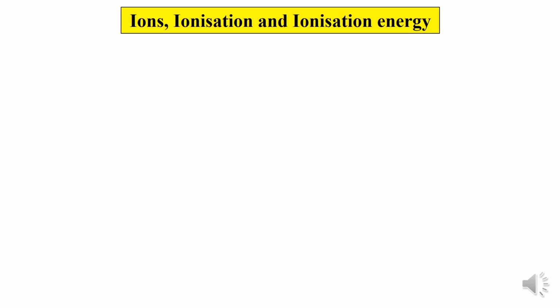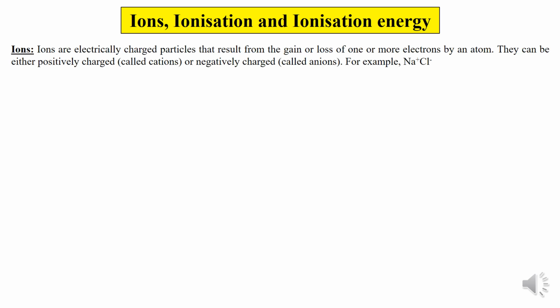There are some more terminologies one should know before going into the details of periodic trends in ionization energy. So you should be familiar with the meaning of ions, ionization and ionization energy. So what are ions? Ions are electrically charged particles that result from the gain or loss of one or more electrons by an atom. So ions can be either positively charged called cations or negatively charged called anions.